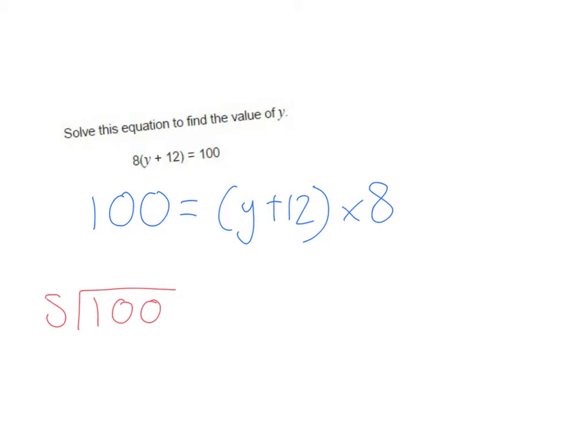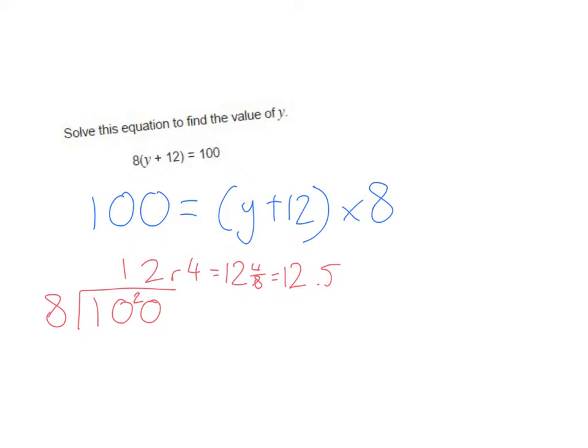Hopefully you'll be able to do this in your head. Half, half, and half again. But if you can't, you can use short division. So you've got 8 into 10 is 1, remainder 2. How many 8s go into 20? 2, remainder 4, which is 4 eighths, so 12 and a half, so 12.5.